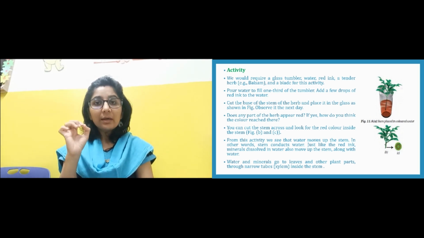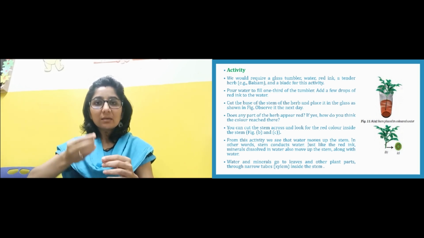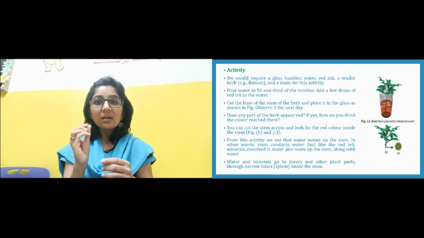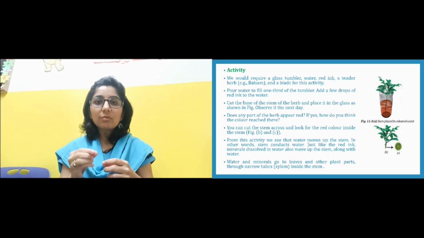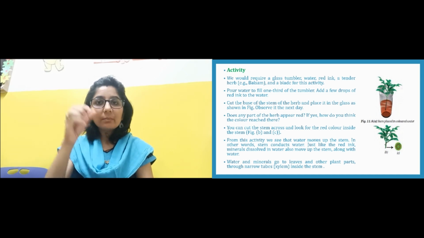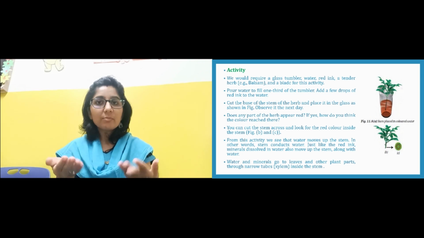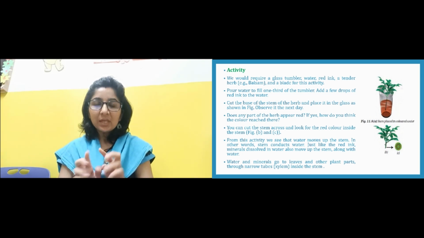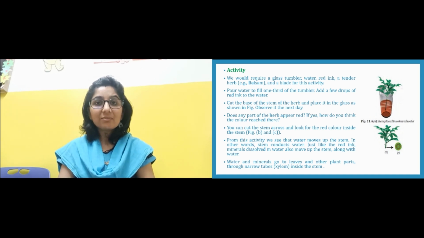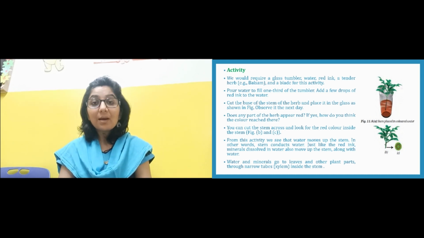Okay, you have to add red ink, and you have to take a tender herb whose stem will be flexible. So this kind of plant you need to take. Put that herb in the colored water in which you have put the ink. Okay, leave it as it is. You have to leave it for 1 day, and the next day you can observe whether any part of that herb has become red. Yes, it will appear red to you.